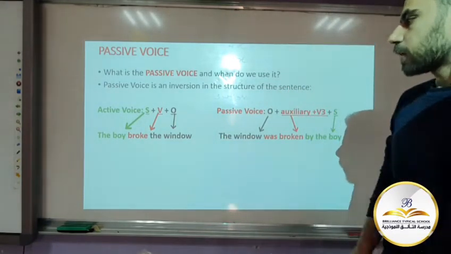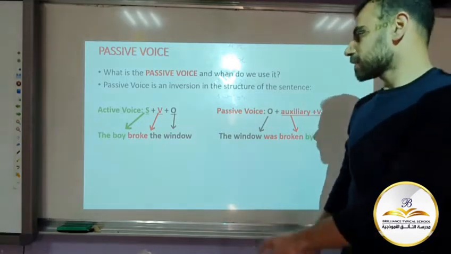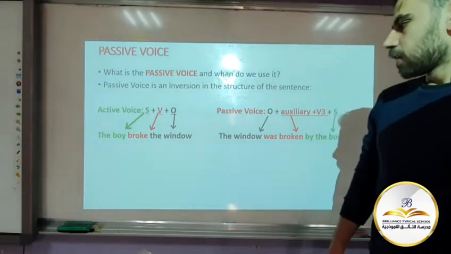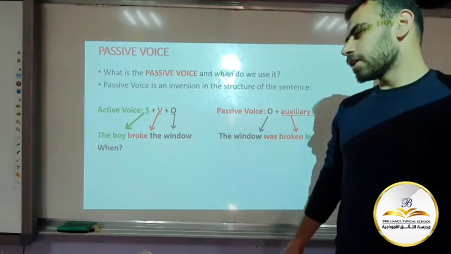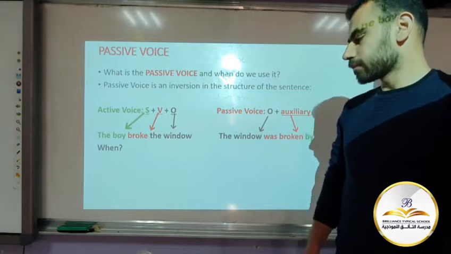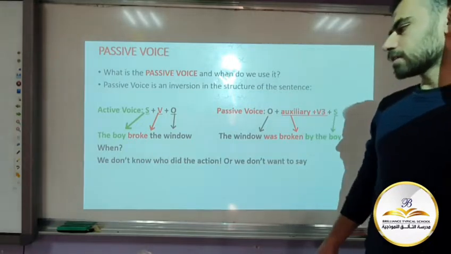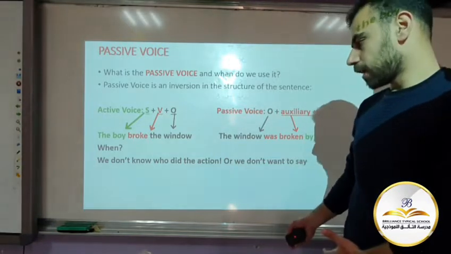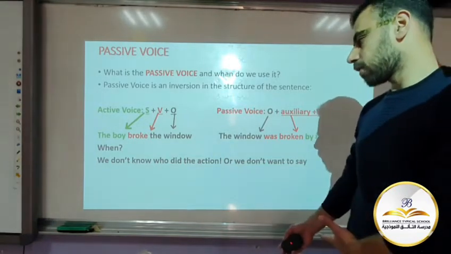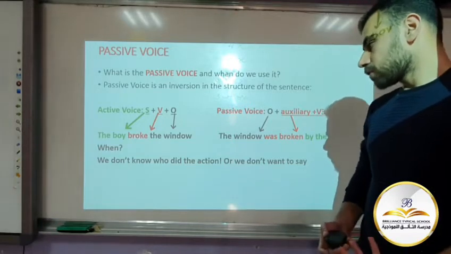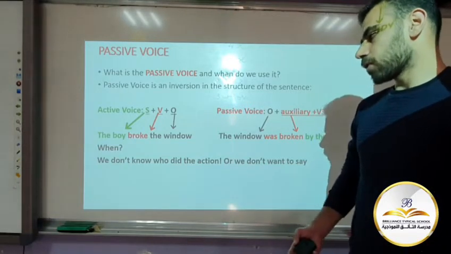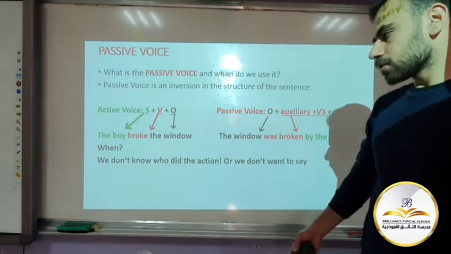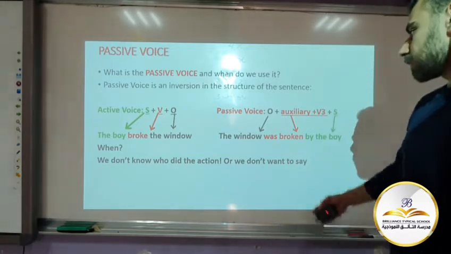So this is active voice, we know this, and this is the passive voice. This is somehow new for us. Okay, so this is a kind of an inversion. We change the structure of the sentence. Okay, but why do we use it and when? Actually, we use it when we don't know who did the action. Remember the boy and the picture and the broken window? Maybe if I don't know who did the action, who broke the window, I might use the passive voice. So if I don't know who did the action, I'm going to use the passive voice.